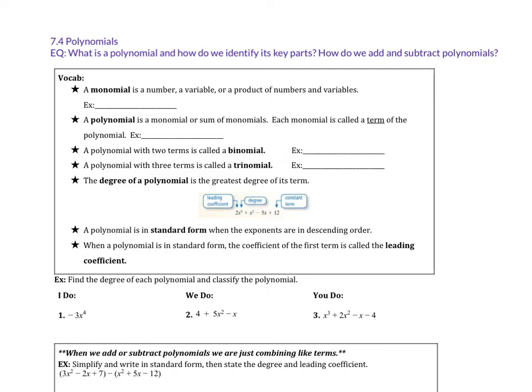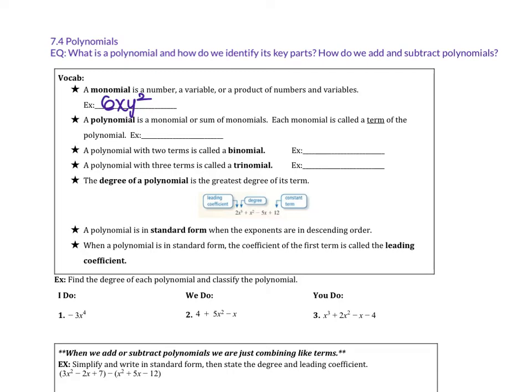So a monomial, with the prefix mono meaning one, is a number, a variable, or a product of numbers and variables. For example, 6xy squared is a monomial. Anytime we're just talking about things being multiplied together, we have a number 6, we have two variables x and y, and even though y is being squared, this is all one term, so to speak.